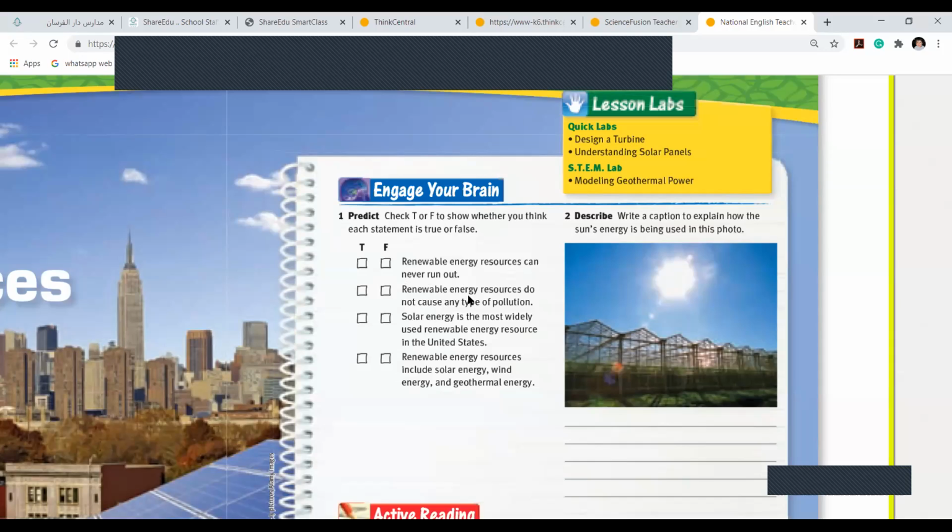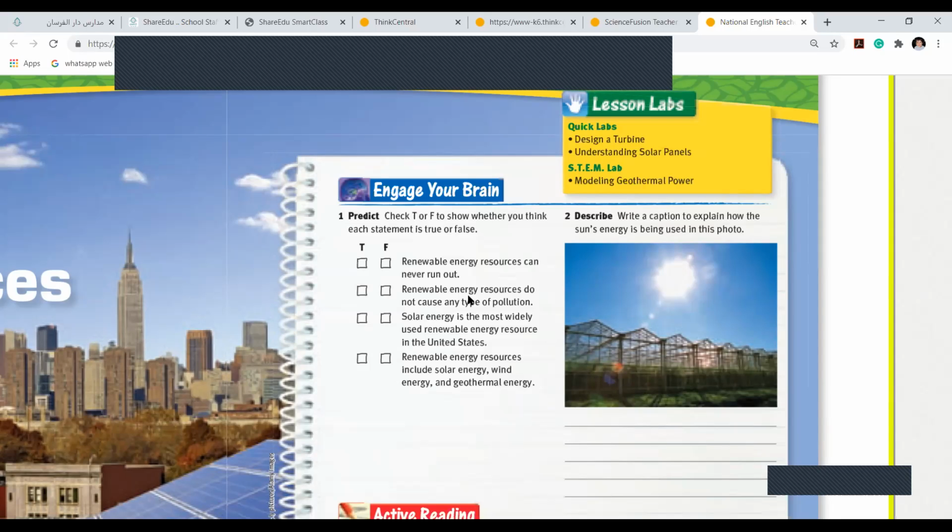Renewable energy resources do not cause any type of pollution. False. They can cause pollution. Solar energy: are we using solar energy much, or electricity much? Do we use solar energy to charge our mobiles and laptops, or do we need electricity? Mostly we charge using electricity. Very few people use solar panels. So this is also false.